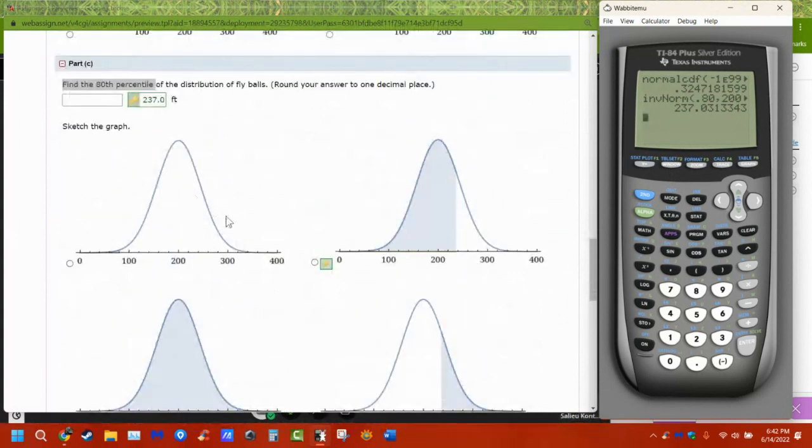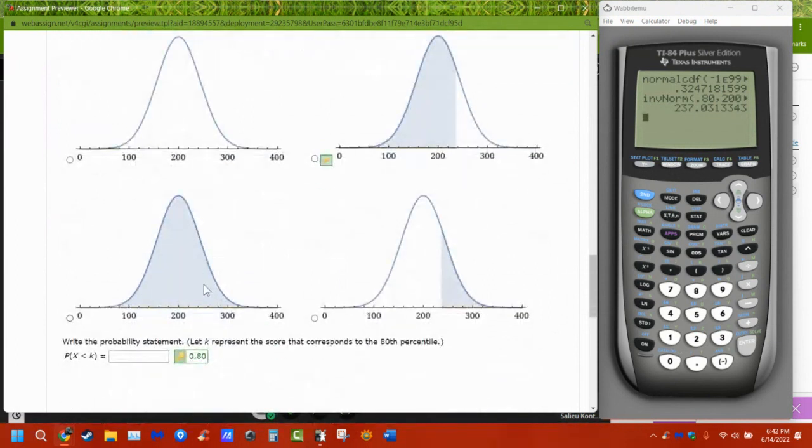Then it asks us to make a graph. Well, again, we have to figure out what 237 is. I have no idea what's graphed even on this. I don't even see shaded area on that. I see everything is shaded on this one. So neither one of those.